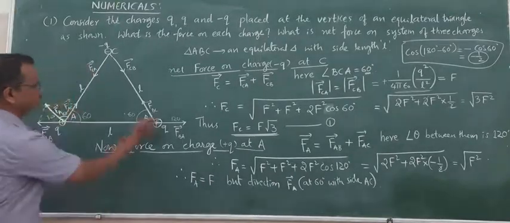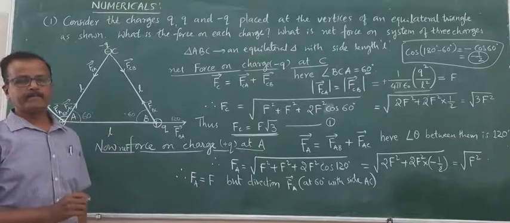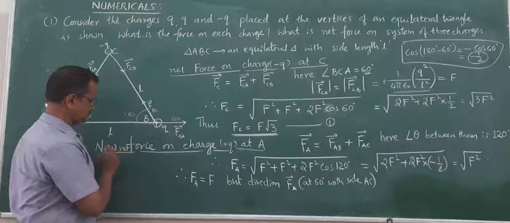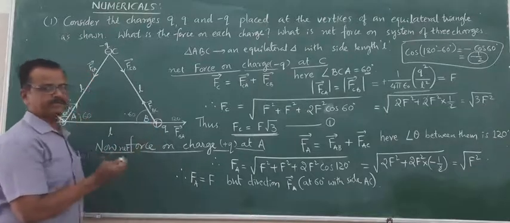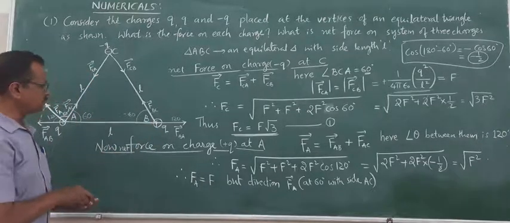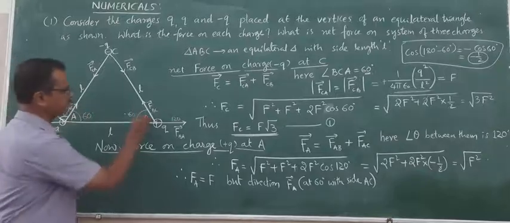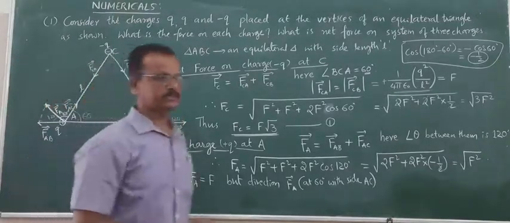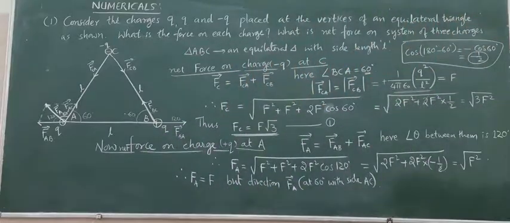In the same way, I can calculate what is the magnitude of force at B. That is net force at B. Net force at B can be again followed with the same procedure. Look at this. These are the two vectors. So we can find out the magnitude.